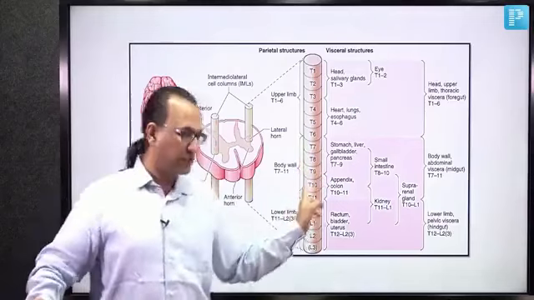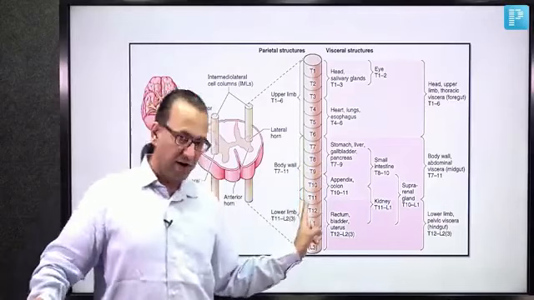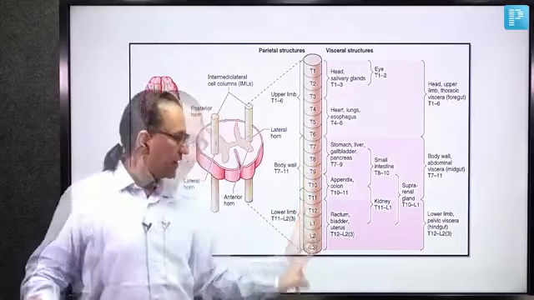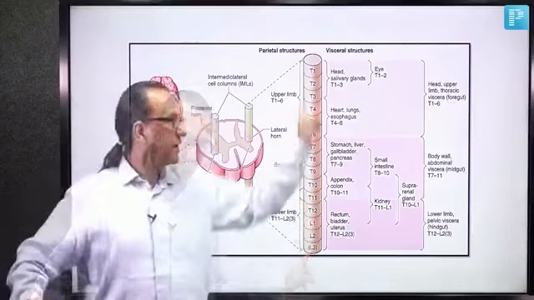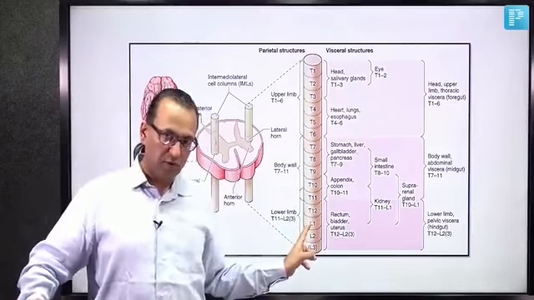Midgut pain will be periumbilical, T10, and kidney pain is T12, that is renal angle, below the 12th rib, and the hindgut pain is in the suprapubic region, anteromedial thigh, L1, 2. That is why it is important to know the dermatome as well.